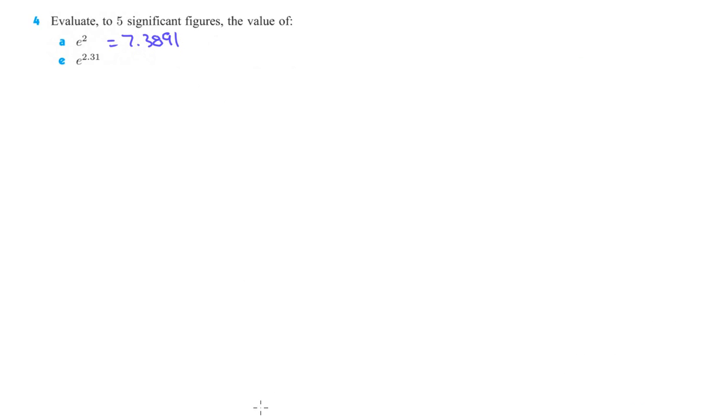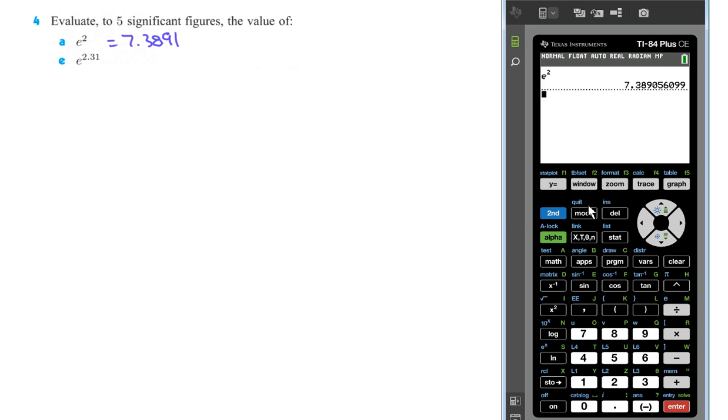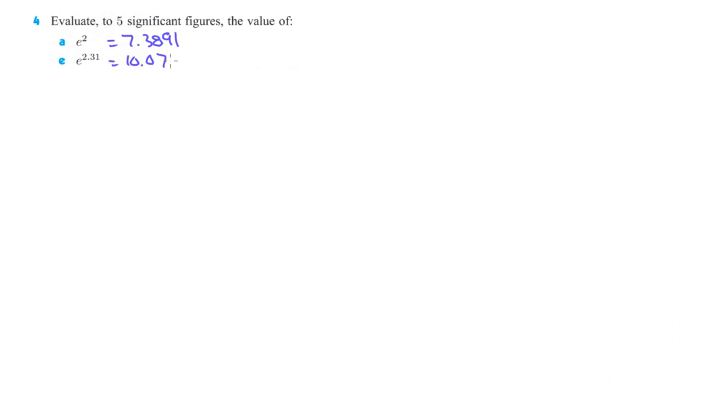Okay, and then e to the 2.31. Second e to the 2.31. Enter that in, and we get 10 point. There's 1, 2, 3, 4, 5. The 4 tells the 4 to stay the same, so 10.074. Okay, so that's the e's.